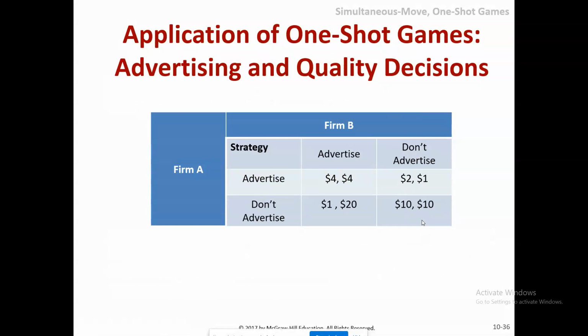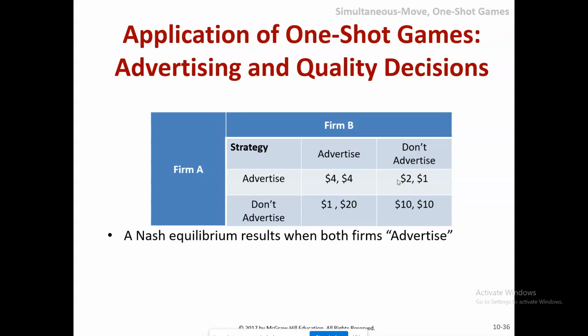Here's another example, two firms' decisions in advertising. The optimal outcome will be if the two firms agree on don't advertise. Nobody advertises. Each one of them will get a payoff of $10, but both have incentive to cheat and advertise. So the cheater will get a higher payoff of 20. Here's a typo, it's supposed to be 20. And the non-cheater will be ripped off.